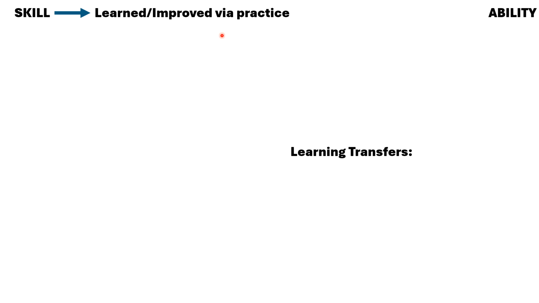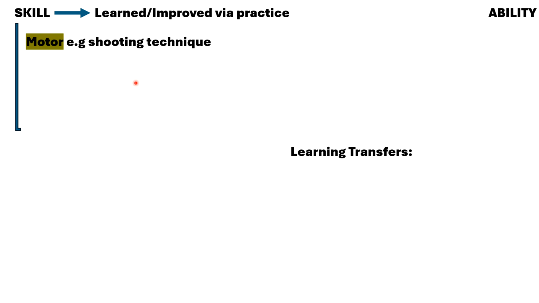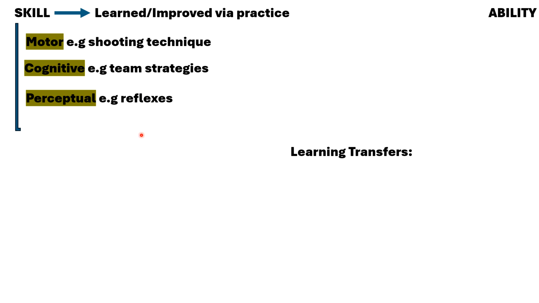So we start with skills and abilities. Skill can be learned and improved via practice. There are 4 types: motor skills, movement skills, cognitive skills. So these require you to think. They're related to the mind. An example of this is strategies. Perceptual, these are your senses. And perceptual motors, sensing something and reacting with a movement.